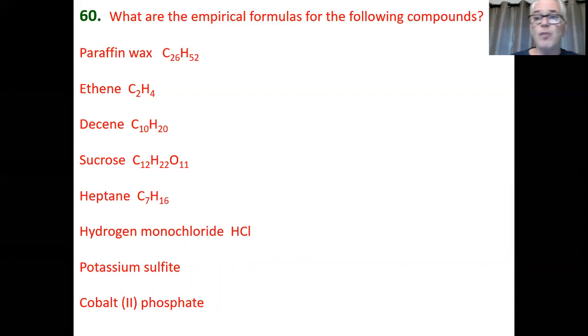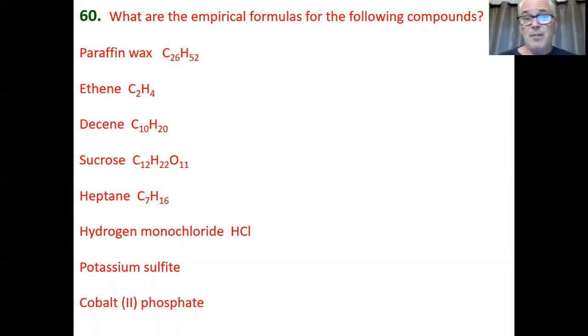Now, empirical formulas, we talked about these, right? They're stupid. Empirical formulas are the mathematically reduced ratio of atoms to atoms to atoms, but it's written like a formula just to screw you up. Paraffin wax is a type of wax. Wax is just giant hydrocarbons, right? Methane is CH4, that's the smallest one. This is 26 carbons and 52 hydrogens.